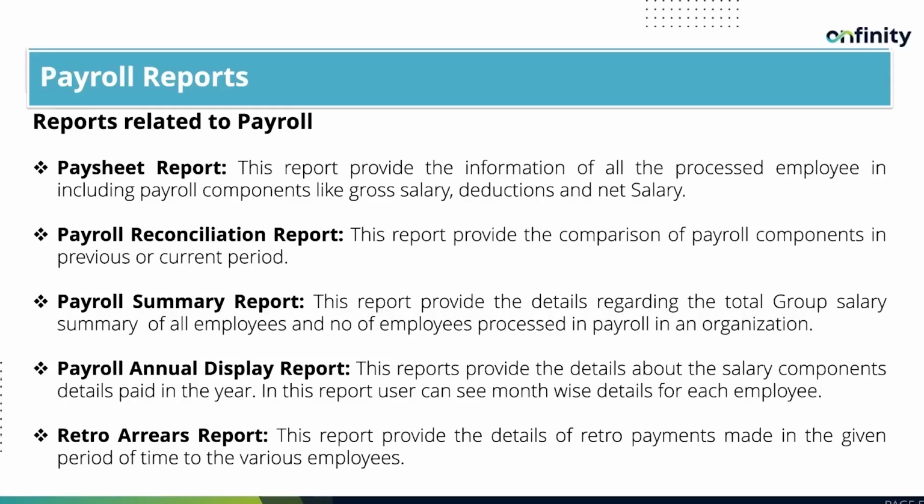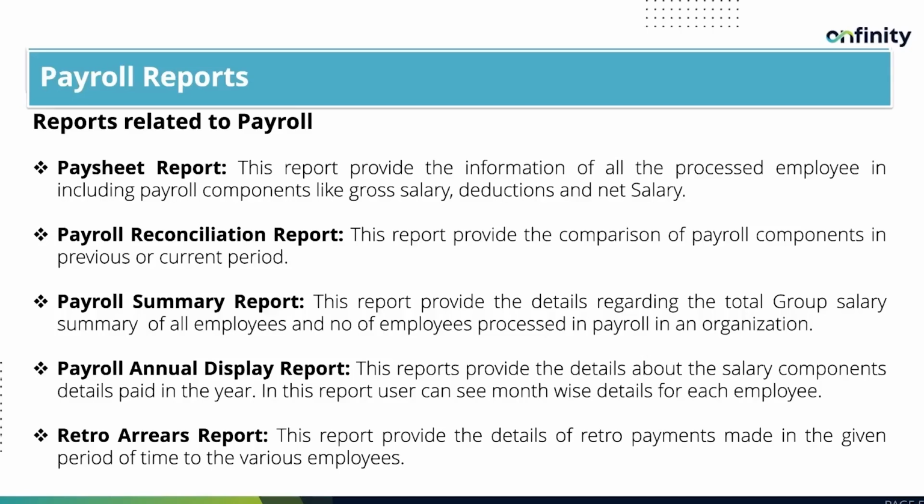The fourth report we have is the payroll annual display report. This report provides a detailed breakdown of the salary components paid out over the course of a full year. In this report, the user can see month-wise details for each employee, showing how much they received for each payroll component throughout the year. And at the last, we have the retro arrear report. This report provides the details of any retro payments that were made during a given period of time, listing the various employees who received retro pay and the amounts.